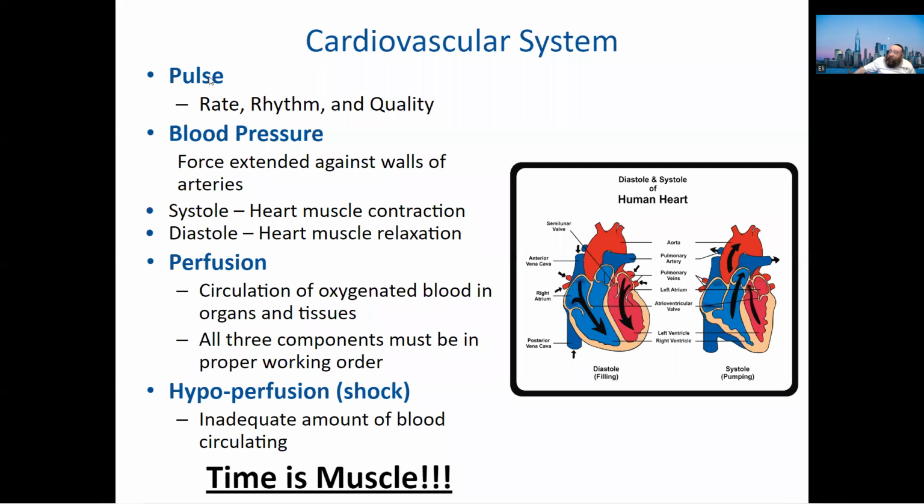Pulse is how many times a minute the heart is beating. You know that, right? Rhythm and quality, right? Is it regular? Is it irregular? Is it weak? Is it strong? Blood pressure, systole and diastole, right? When we taught you how to do this, and you're going to practice this more. Perfusion, the word perfusion means circulating oxygenated blood to every single organ, tissue, and cell in the body.